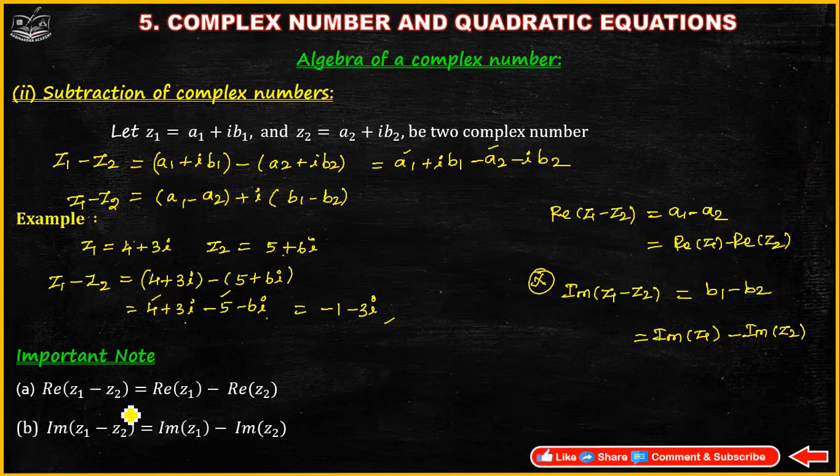Okay, same, two important results. Okay, the real part of z1 minus z2 is the same, you can separate them individually. Similar case for imaginary also. Understood, children?